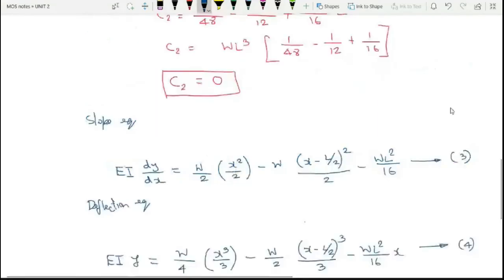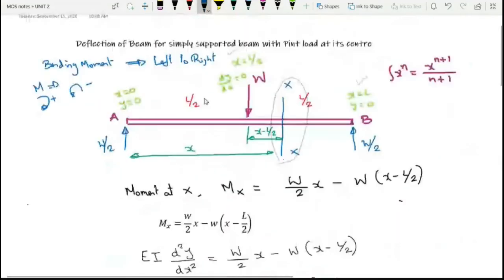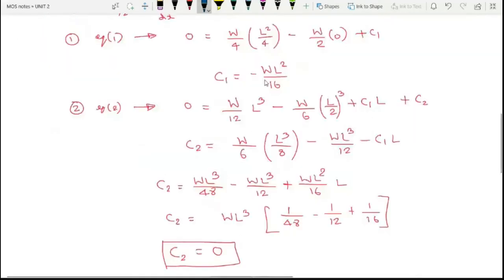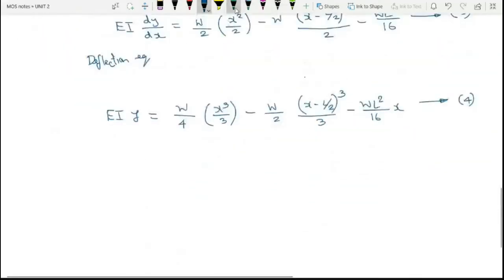This is my beam. Where will you have maximum deflection? When slope is 0. For simplicity of a beam, when slope is 0, you will get maximum deflection. My slope is 0 at x equal to L by 2, so I'll get maximum deflection when x is equal to L by 2. Let me identify the maximum deflection by substituting it here.